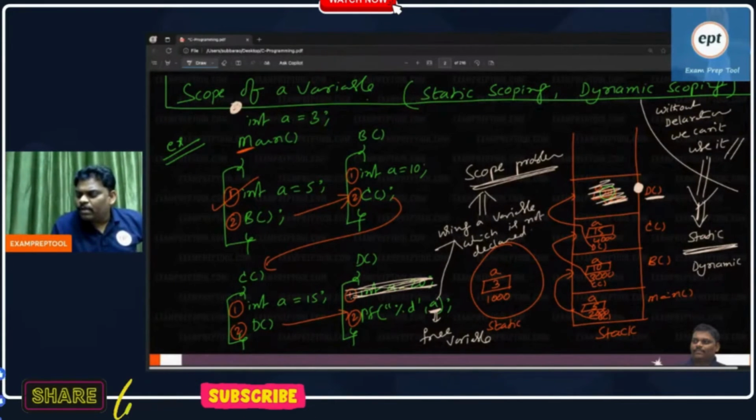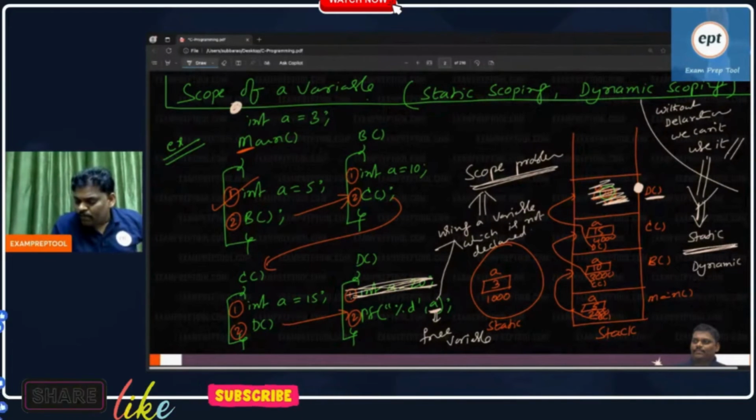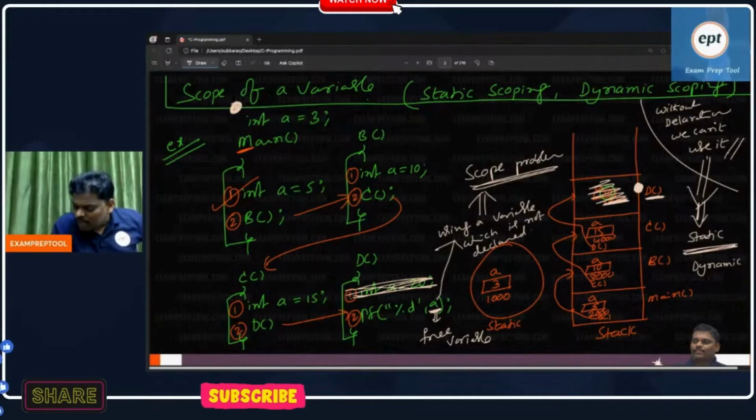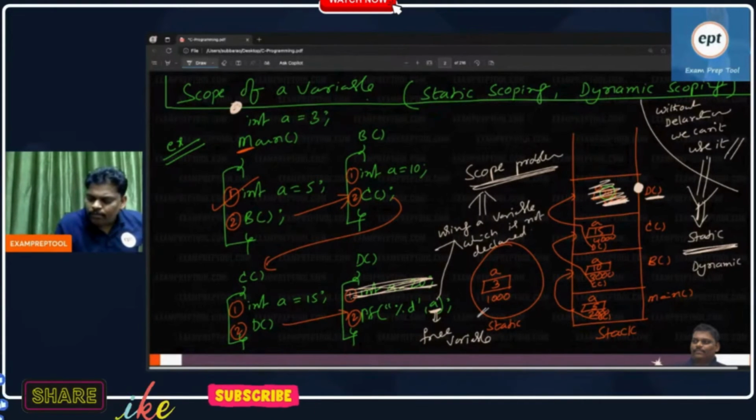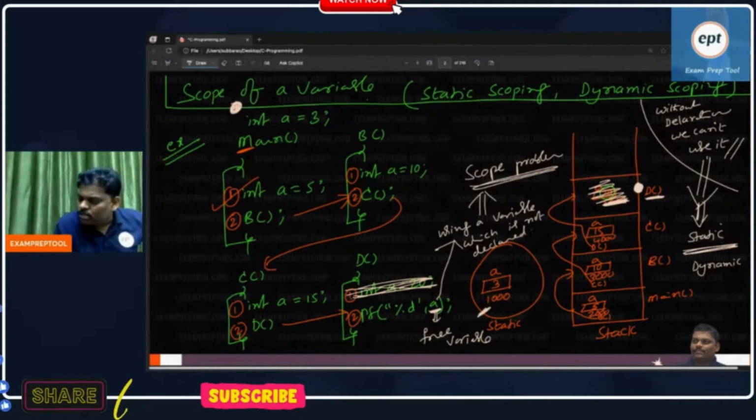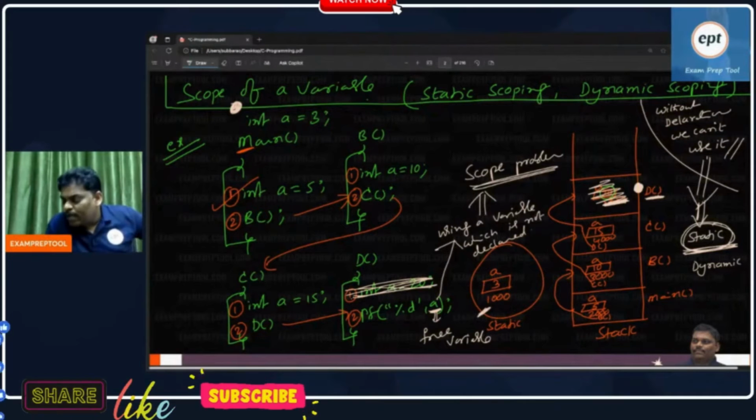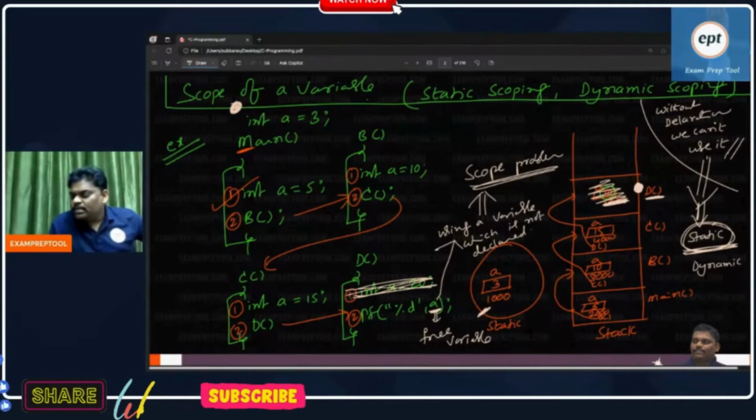Whenever you are using some variable which is not declared, which is not local, what static scoping says is, if no local, take global. Static scoping says that if you don't have local, don't give an error message. Instead of an error message, please take the global variable. That is called static scoping.